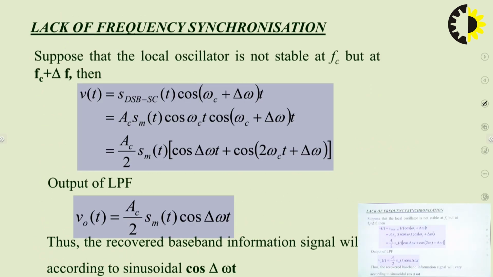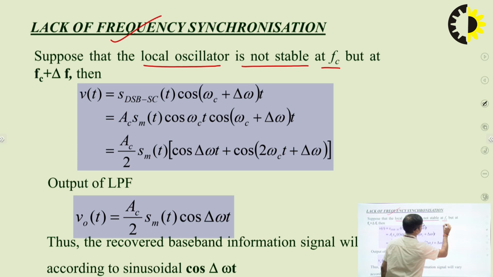Now, similarly, let us see what happens due to lack of frequency synchronization. In this case, let us consider that the local oscillator is not stable at Fc, but the local oscillator frequency is Fc plus delta f.